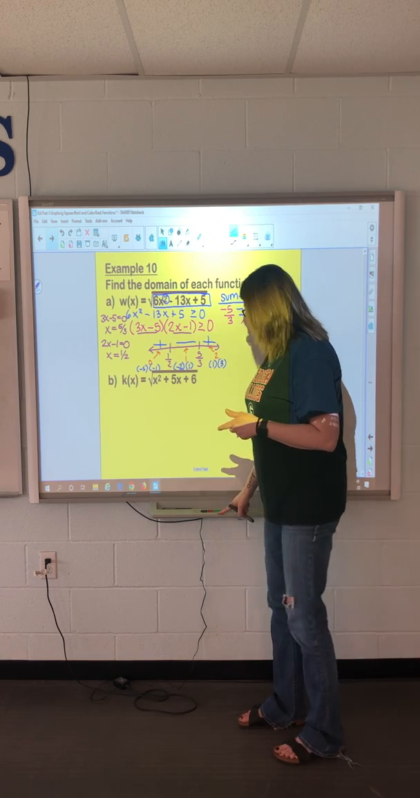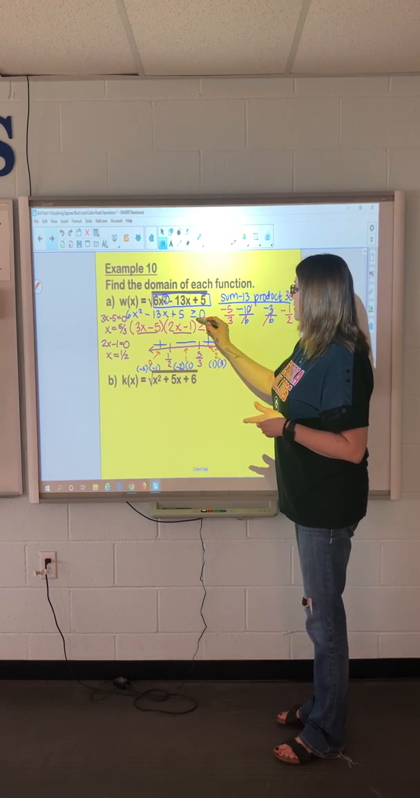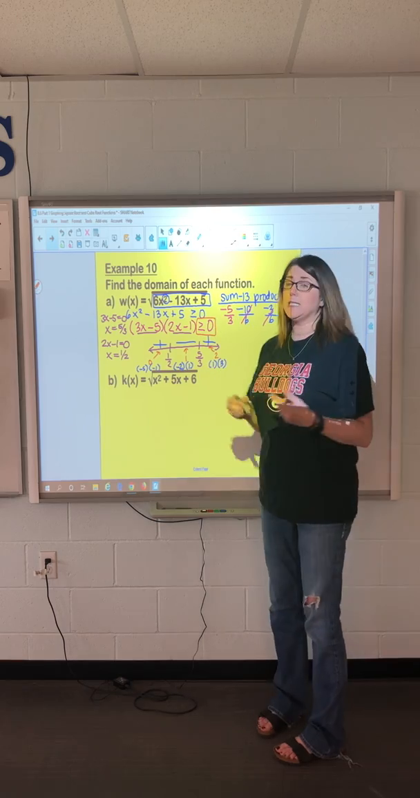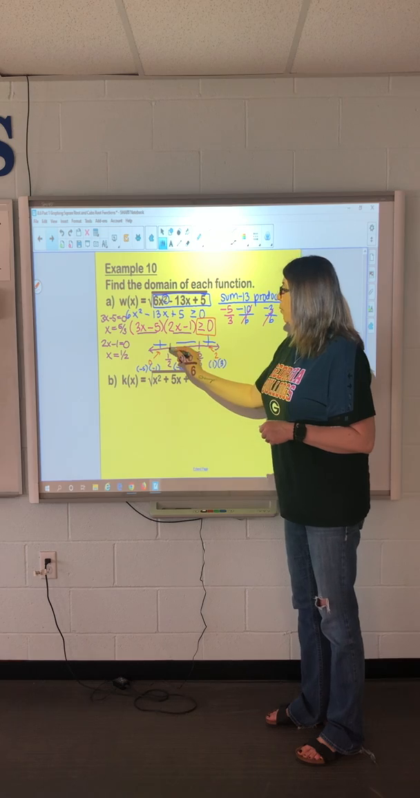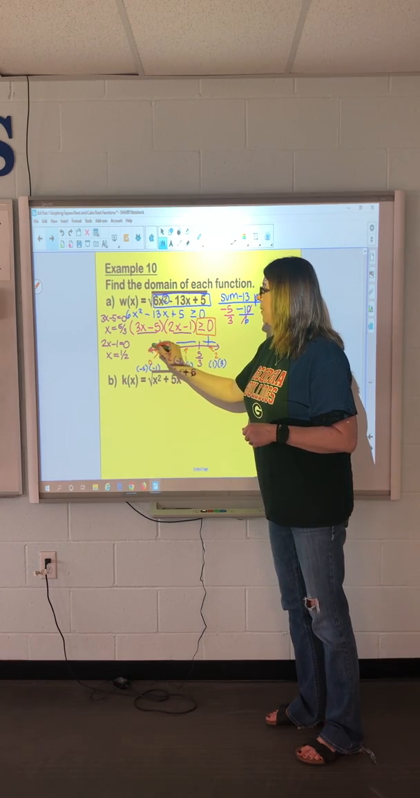Now, why are we going through all of this? Well, let me remind you that we said that our radicand has to be greater than or equal to 0. That means it has to be positive. So I'm looking for where on my graph do I get positive answers.